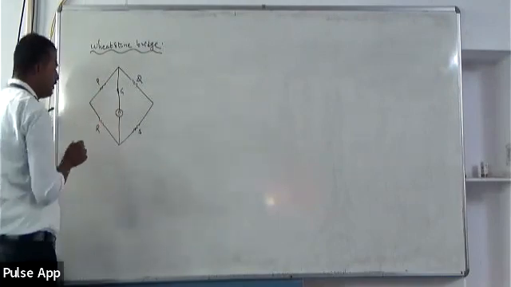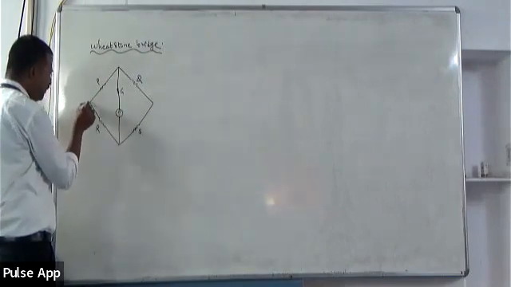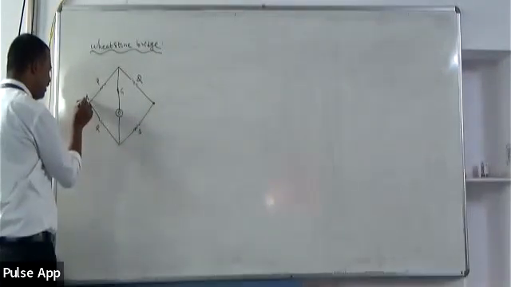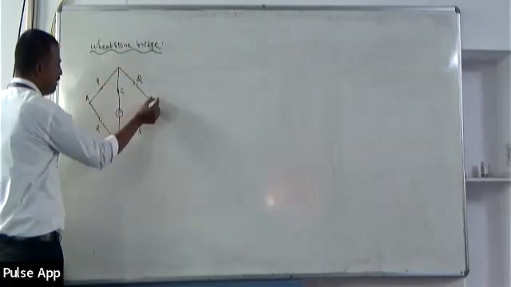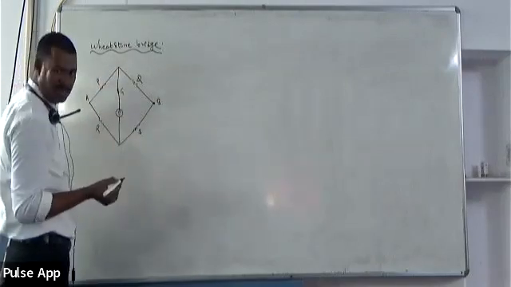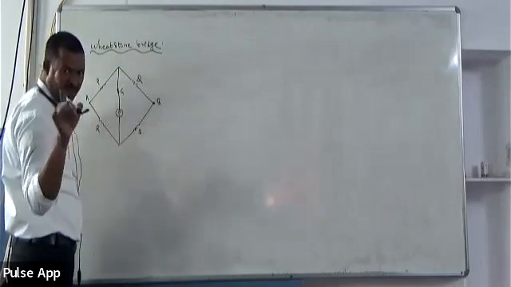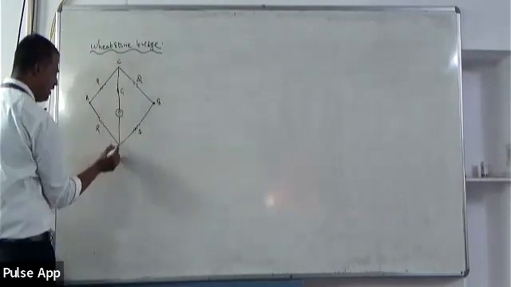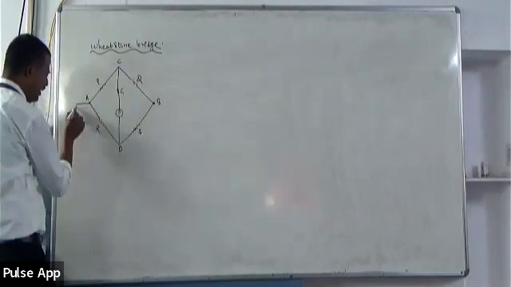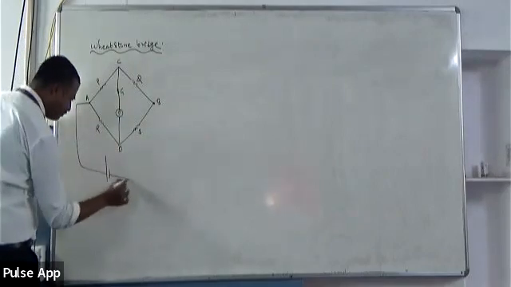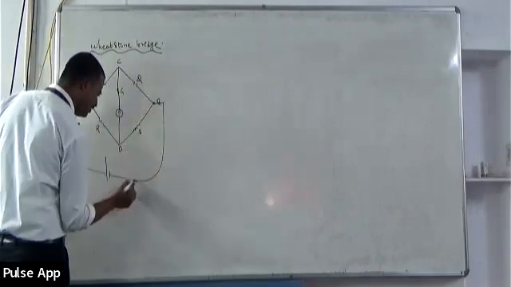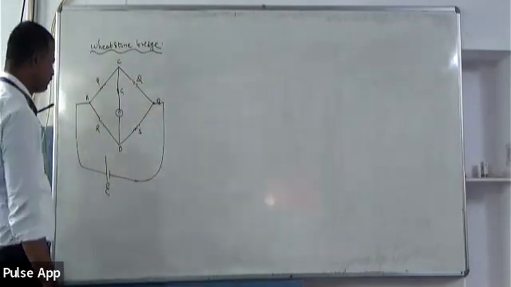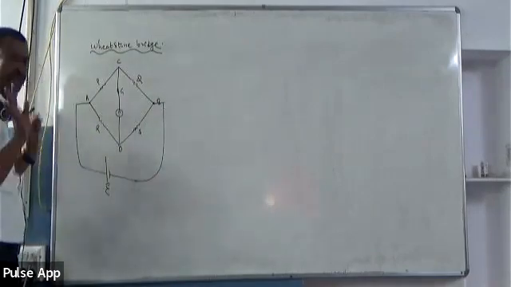Okay, so now between these two ends, which are named A, B, between A and B terminals we will connect a battery with the EMF, and the remaining ones are C and D terminals. So this we connected with a battery of potential difference or EMF E. Okay, this is Wheatstone bridge.